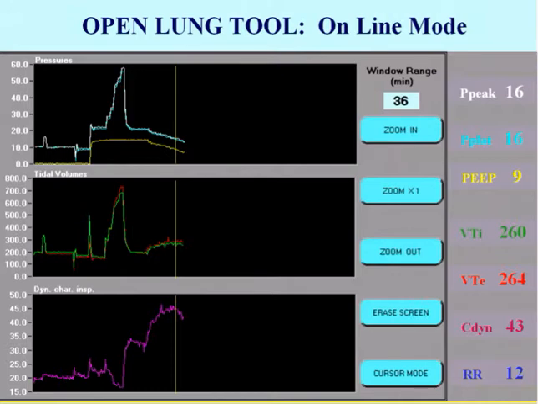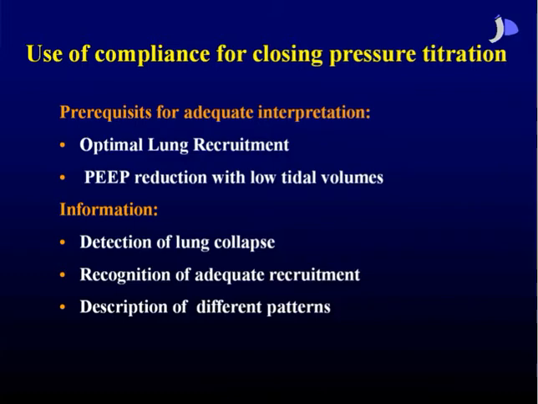The most important part is to find this PEEP value that maintains the lung stable after recruitment. So to summarize my presentation, what we found in the use of compliance for closing pressure titration is that you need to fulfill the prerequisites for an adequate interpretation. You need an optimal lung recruitment, and during the PEEP reduction trial, you need to apply low tidal volumes in order to avoid the disturbing effect of tidal recruitment on the interpretation of lung mechanics. The information we get is that we actually detect lung collapse after recruitment.